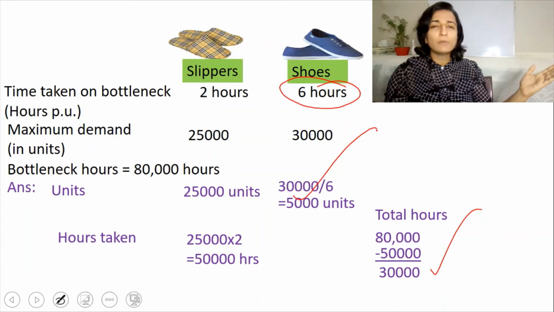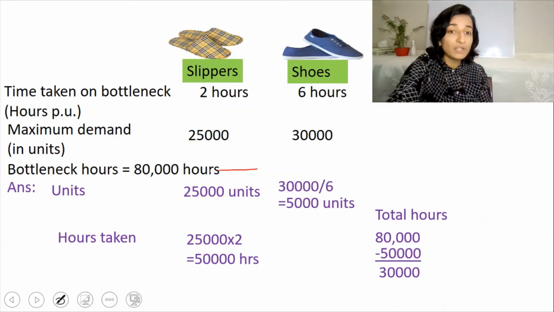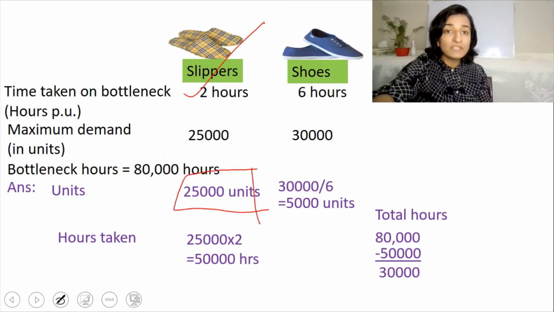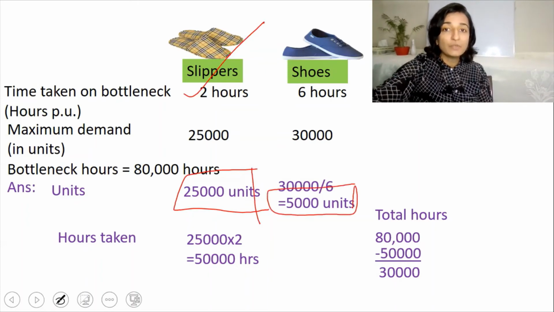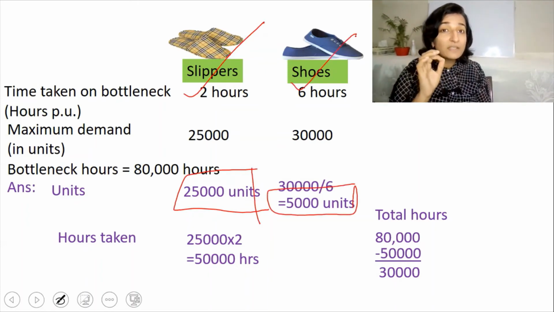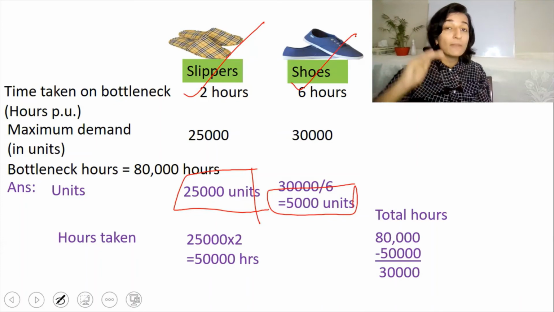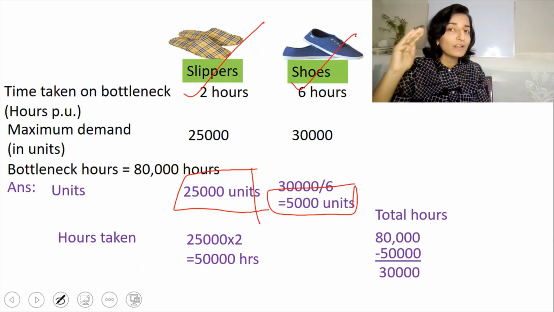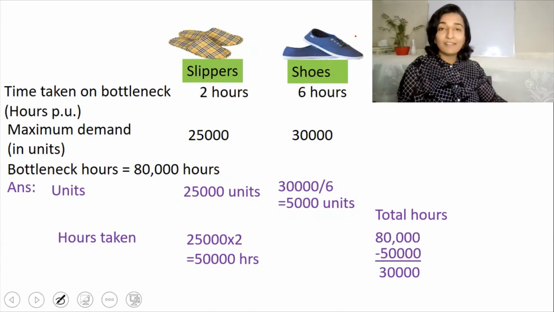So what is the optimum product mix? We have to manufacture 25,000 units of slippers and 5,000 units of shoes. This is the product mix which will give the maximum throughput contribution. So we've arrived at the final answer.